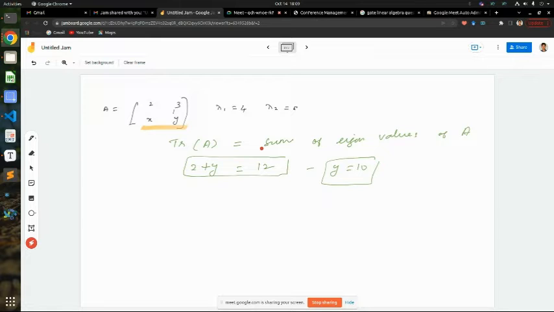What was the second condition? Determinant of A equals the product of eigenvalues. So the RHS is immediately clear. 8 into 4 is 32. What is the determinant of A? 20 minus 3x. Exactly. Now this will give us minus 3x equals 12, and from this we easily get x equals minus 4.